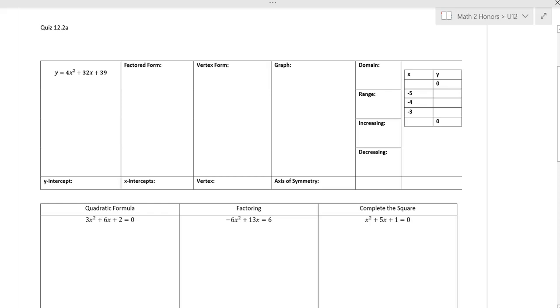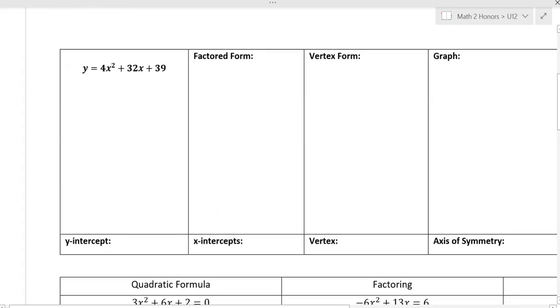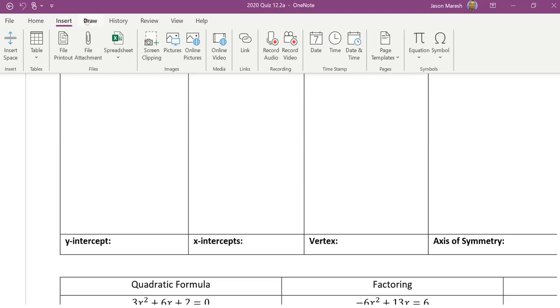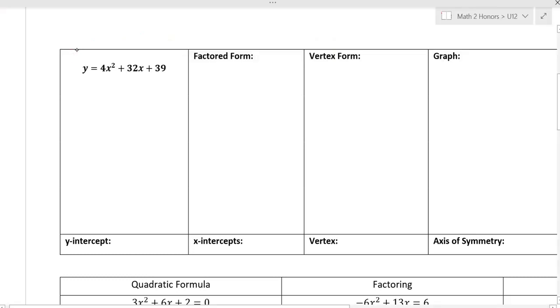I'm going to work through the quiz 12.2a. And we're given a standard form of a quadratic equation here, and we want to get it into these other forms. So first of all, I'm going to find the y-intercept by plugging in 0 for x, and you get the constant term, which is 39. So 0, 39.